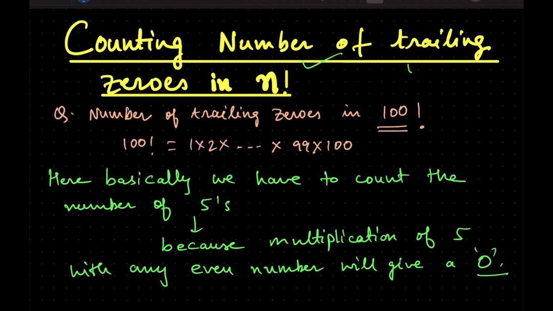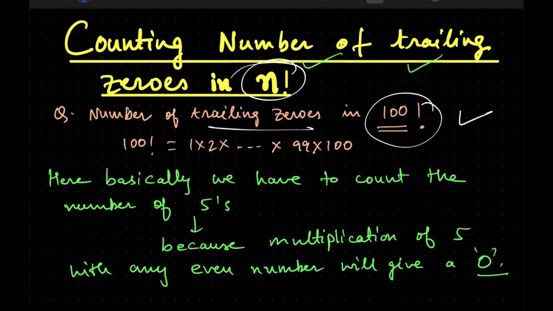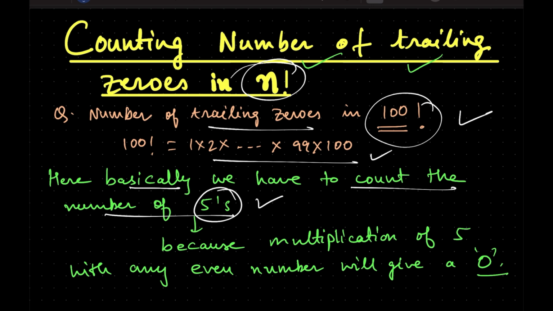So let's see how to find the number of trailing zeros at the end of n factorial. Questions are like, what is the number of trailing zeros in 100 factorial, 30 factorial, 50 factorial? In those questions you can't just multiply and see the number of trailing zeros. So here what we basically do is we count the number of 5s.